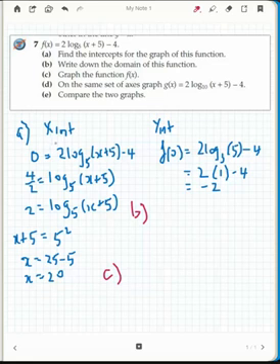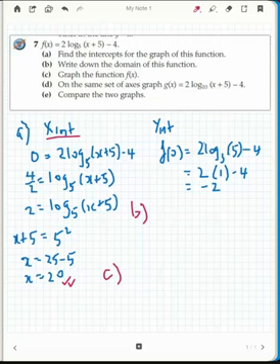The x-intercept is calculated when y equals 0. So moving the 4 over and dividing by 2, I get 2 equals log base 5 of (x plus 5). Turning it into an exponential, x plus 5 will equal the base 5 to the power of 2, which means x equals 25 minus 5, or x equals 20.